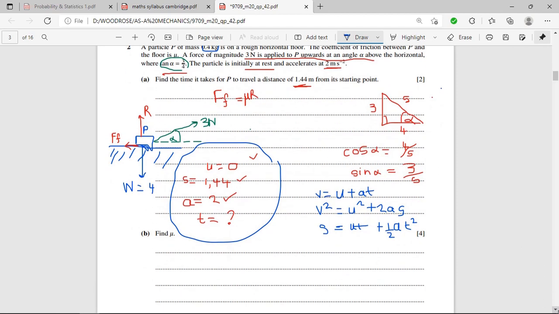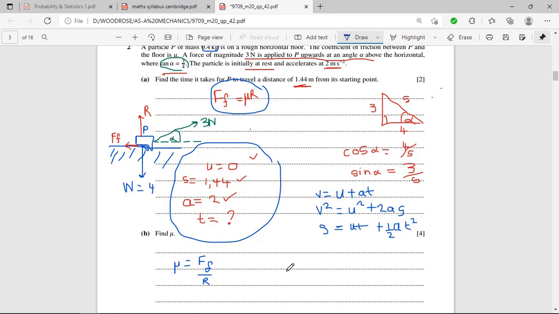Then for mu now, in this case, you can make mu the subject from here. So what are we saying? If you make mu the subject, you are going to see that mu is your frictional force F over R, your reaction force. So how are we going to find R? How are we going to find F?